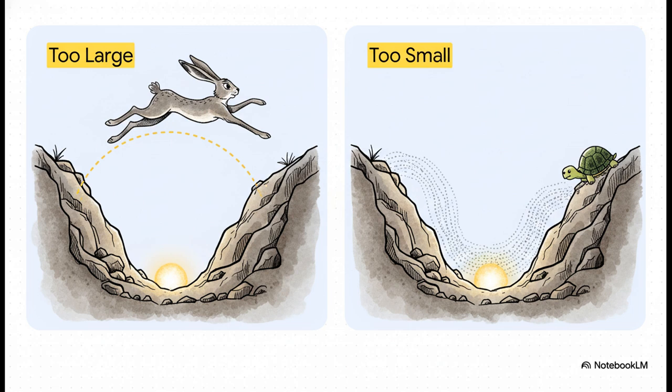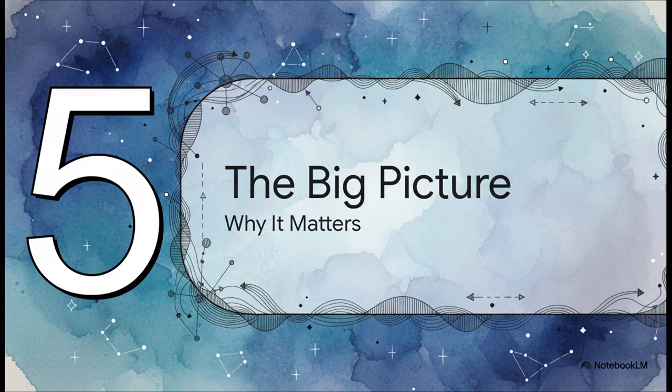You might completely overshoot the lowest point and land on the other side, which actually makes your error even worse. But on the other hand, if your learning rate is too small, it's kind of like taking tiny, super cautious baby steps. I mean, you'll get to the bottom eventually, but it could take a very, very long time. So finding that just right step size is absolutely key for efficient learning.